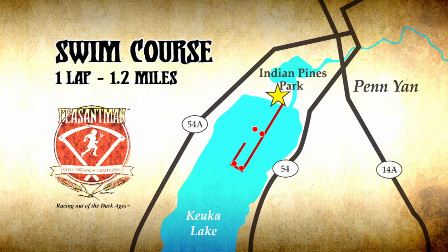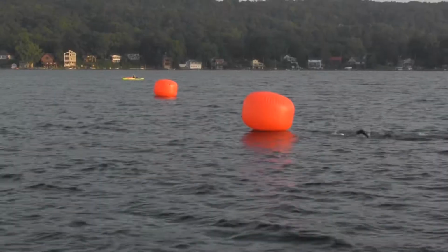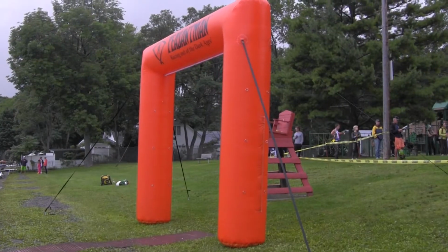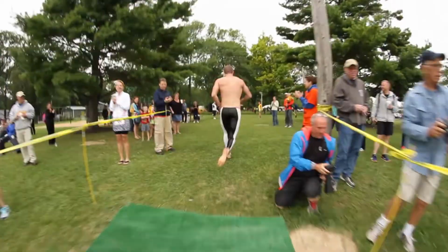There is one lap. You'll be going around the furthest buoy from the shore, a big bright orange one. When you're done with your swim, you'll exit the water through the giant orange Peasantman arch and head straight for the transition area.